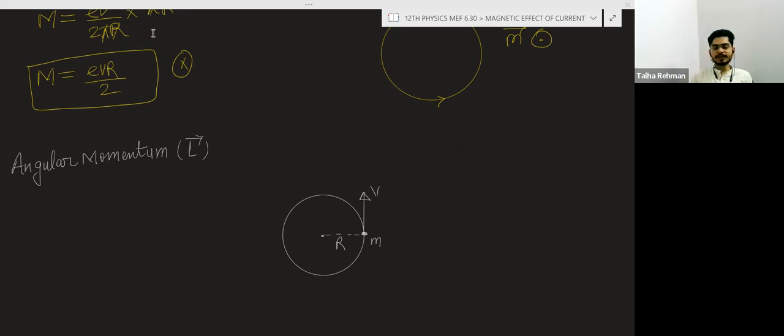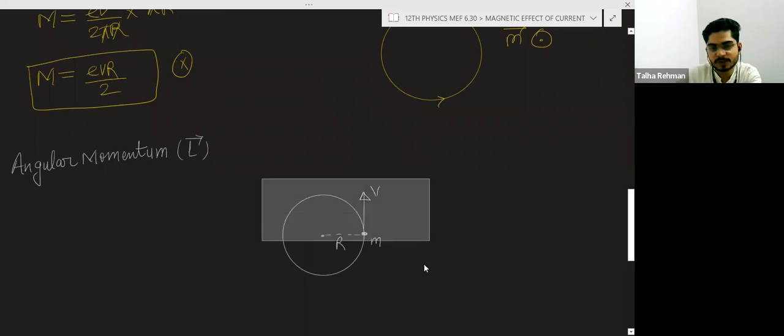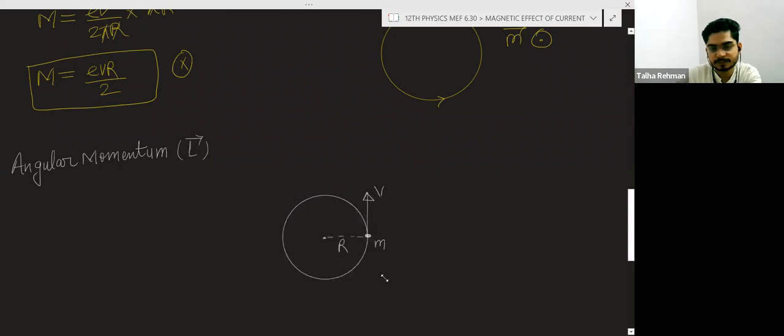Like you have in a linear motion, when you are moving along a straight line, or in a translational motion, you have a momentum. Like in a circular motion or rotational motion, there's a term angular momentum. I will explain this angular momentum with the help of this example.